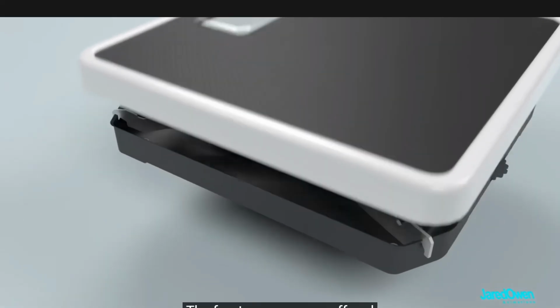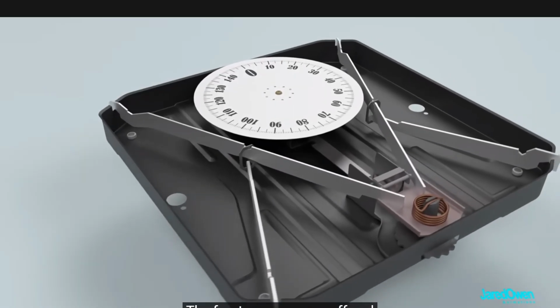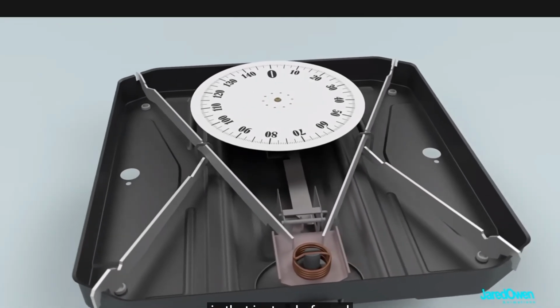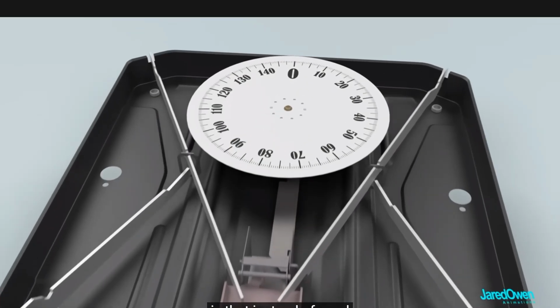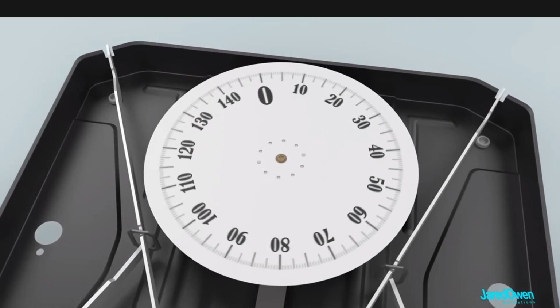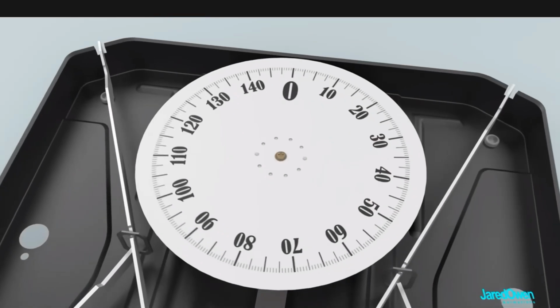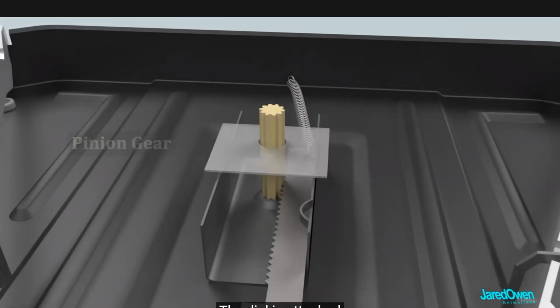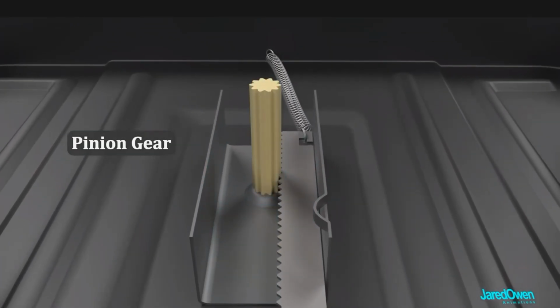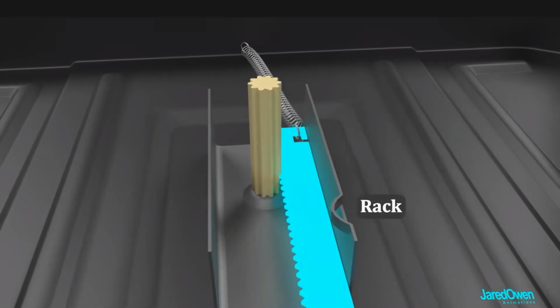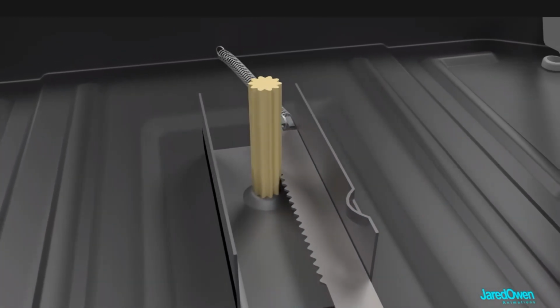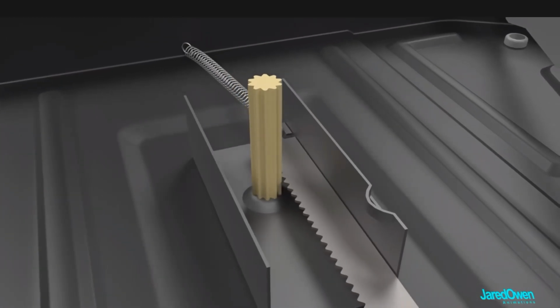The front cover comes off and the insides become visible. The big difference here is that instead of a red pointer moving across the dial, this time the whole dial actually moves while the red pointer is stationary. The dial is attached to another pinion gear with a rack moving across it. This, of course, is very similar to the hanging scale that we saw earlier.